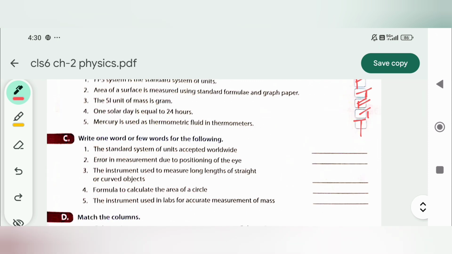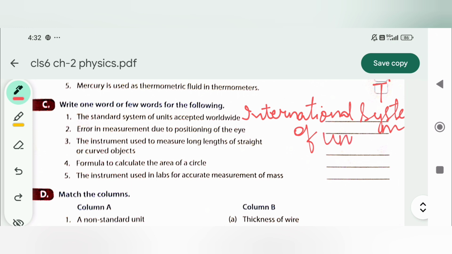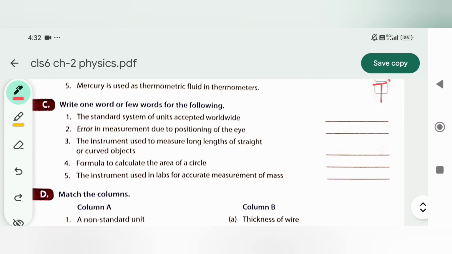C. Write one word or few words for the following. The standard system of units accepted worldwide. International system of units. 2. Error in a measurement due to positioning of the eye. Parallax error.